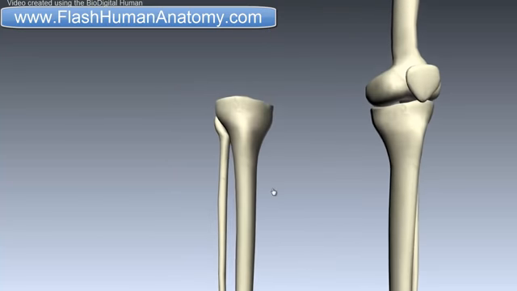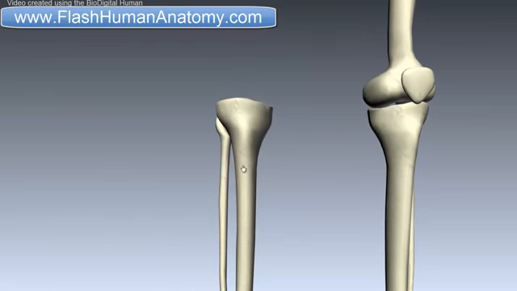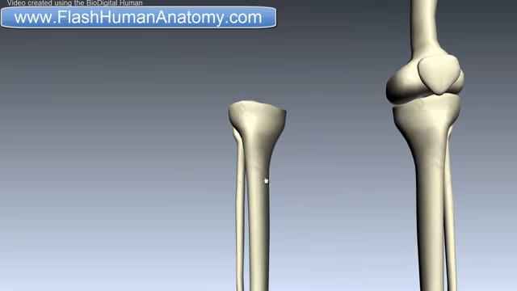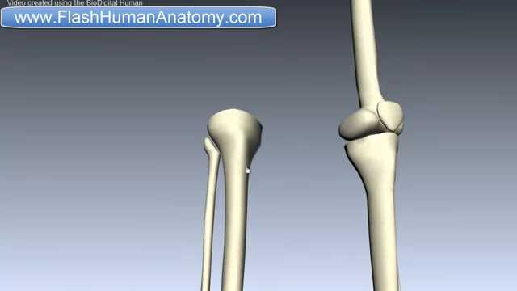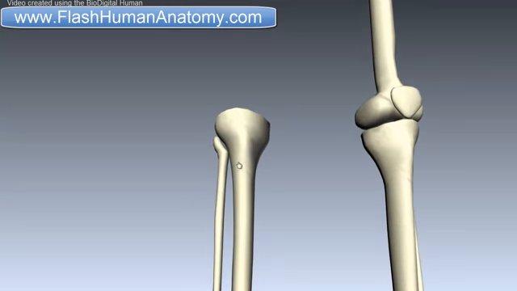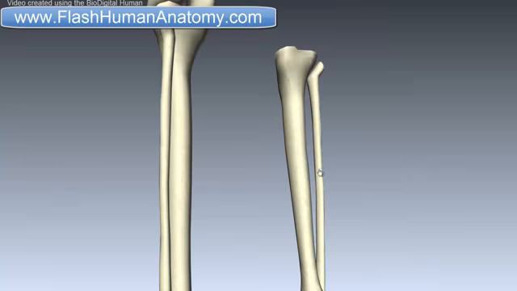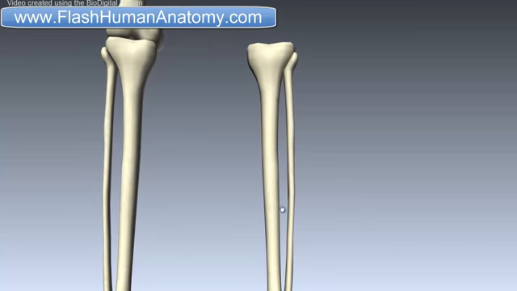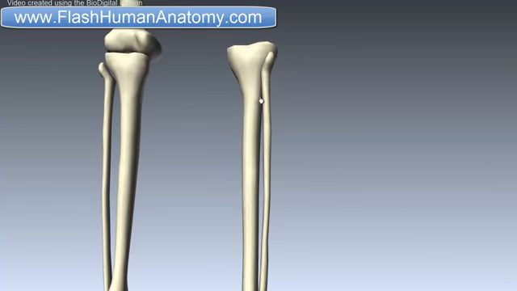If we look from the front, we could say that there is a lateral surface of the tibia here and the medial surface of the tibia here. The border is simply placed here in the center of the tibia. Now, as you already know, there is an interosseous membrane between fibula and tibia, and that interosseous membrane is attaching on the interosseous border.